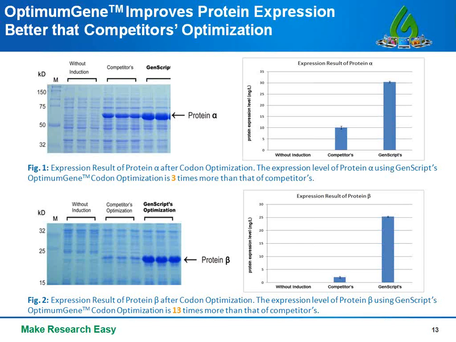So here you can see two eukaryotic proteins that we're expressing in E. coli. For both of these, the wild-type sequence produced undetectable protein levels, so they're not even shown on this gel. When we ordered a codon-optimized sequence from a competitor, we could see pretty good expression, but our OptimumGene algorithm provided sequences that performed considerably better, so 3-fold better in one case and 13-fold better in another case.